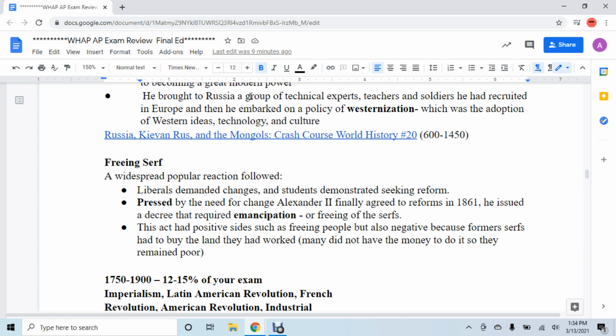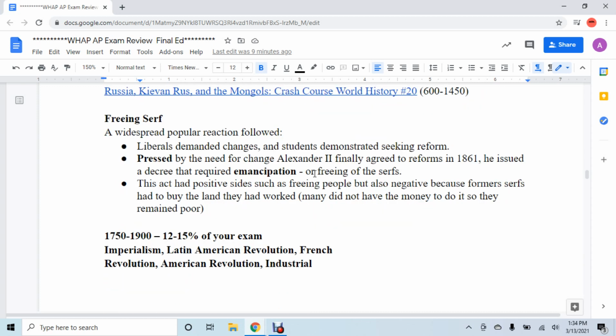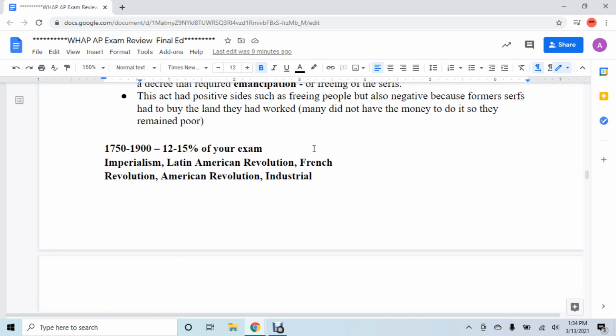You really want to know the age of absolutism, the general idea, and then the biggest ones would be Louis XIV and the Palace of Versailles. Freeing the serfs is one of those things that comes later on, but this is the idea of emancipation, which is the freeing of serfs, and this starts to culminate in places like Russia under Alexander II, and that shows you that they're basically pushing for this new kind of world.